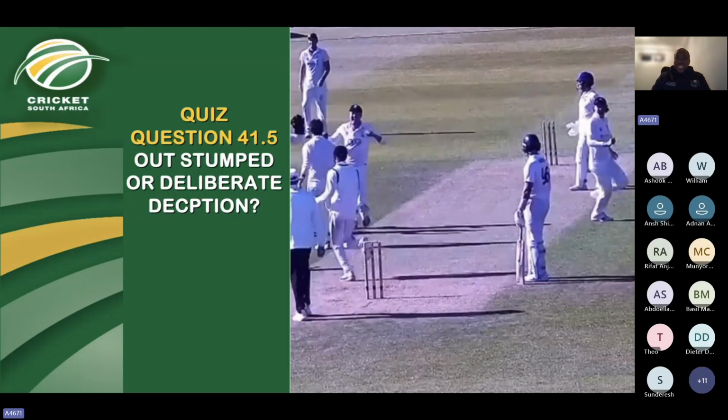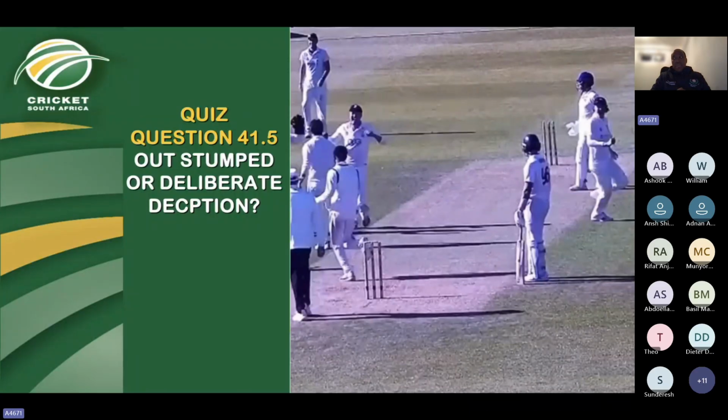I believe that the striker was deceived by the wicketkeeper deliberately turning his back and making it look as if he was looking for the ball. Of course, the wicketkeeper knew all along that he had the ball in his hand, and he waited to hear the striker starting a run and then stumped him. So a clear example of deliberate deception by the wicketkeeper. Neither batter shall be out from the delivery.